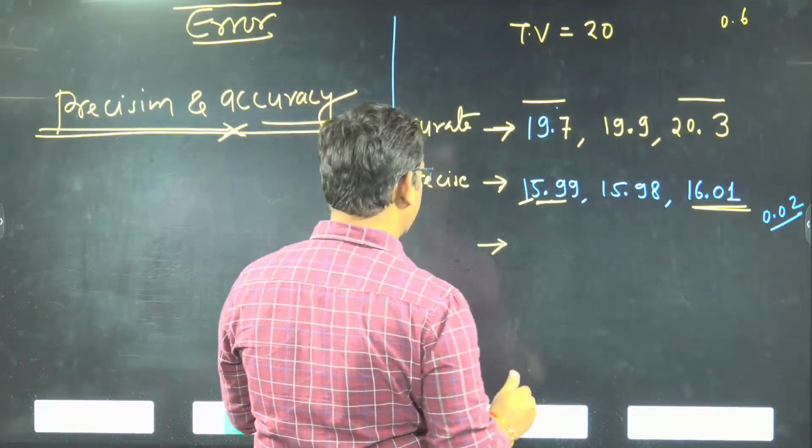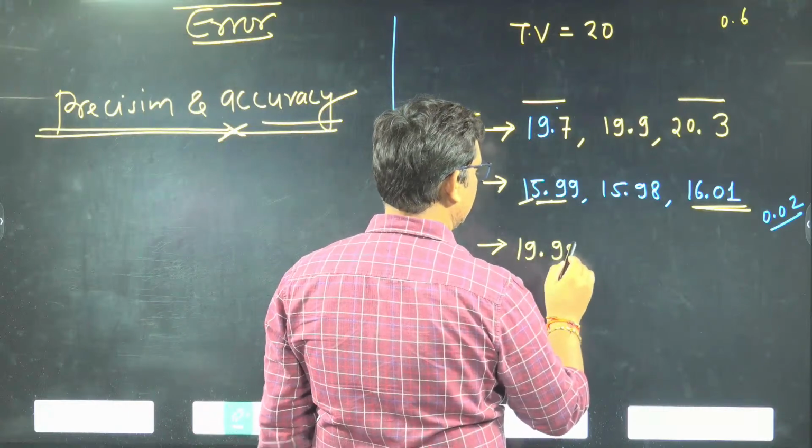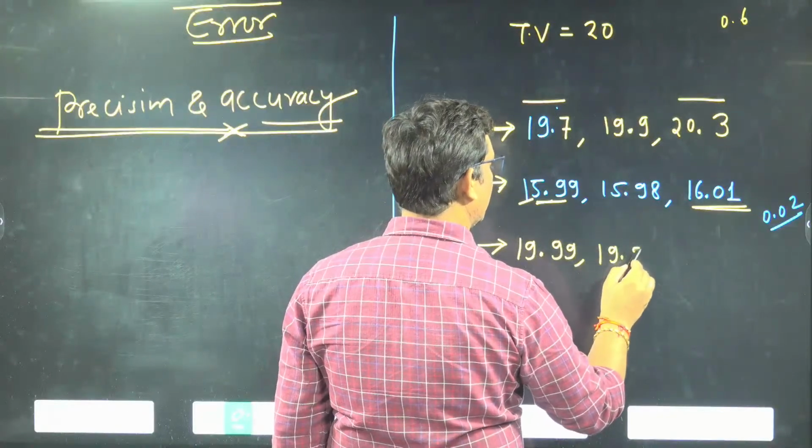And then student third. What is student third saying? He is taking the readings like this: 19.99, and then 19.98.